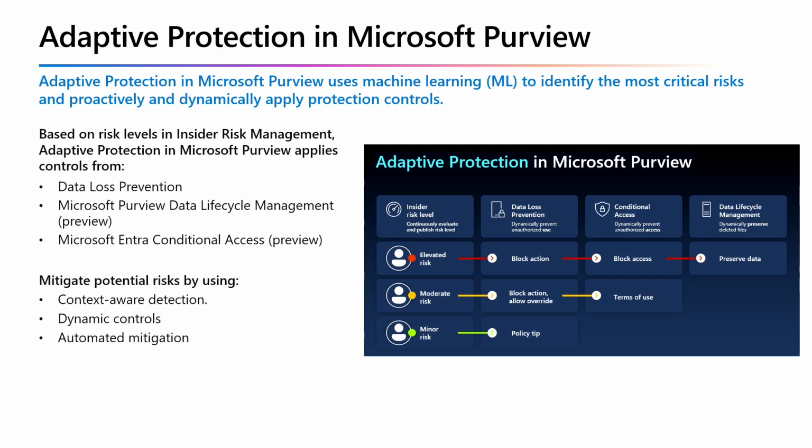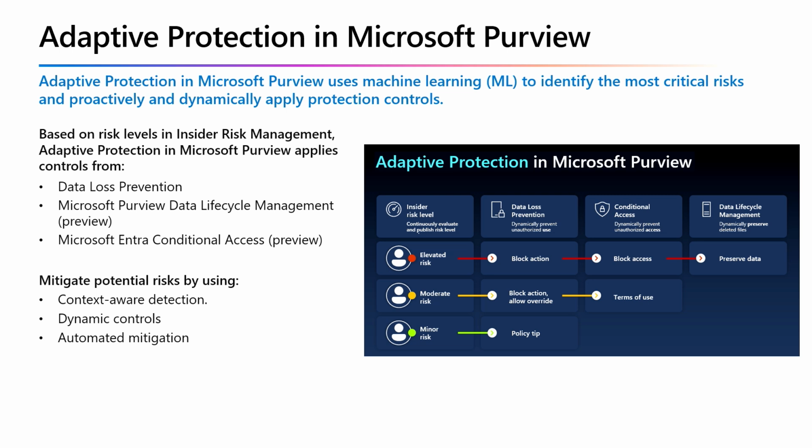At Microsoft Purview, we are harnessing the power of machine learning to identify the most critical risks and proactively apply protection controls. Our adaptive protection integrates seamlessly with data loss prevention, Microsoft Purview data lifecycle management, and Microsoft Entra conditional access. By combining these solutions, we help organizations automate their response to insider risks, reducing the time needed to identify and address potential threats. This creates a comprehensive security framework that tackles both internal and external threats.